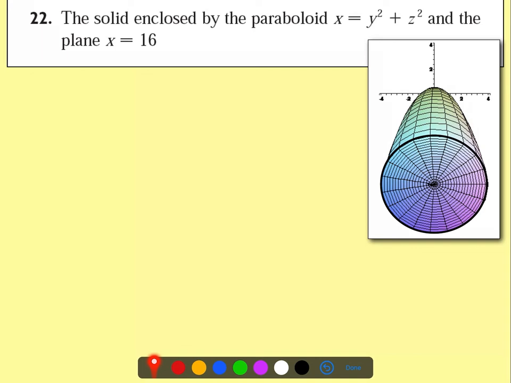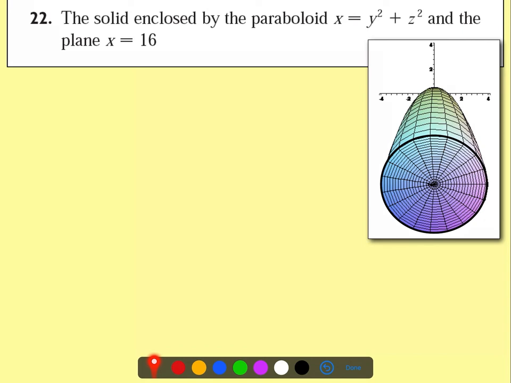I just want to put that circle in the yz plane. But it's a circle of radius 4 because x equals 16. So 16 equals y squared plus z squared. So it's just a circle y squared plus z squared equals 16. So it's a circle of radius 4 centered at the origin in the yz plane. That's the shadow.